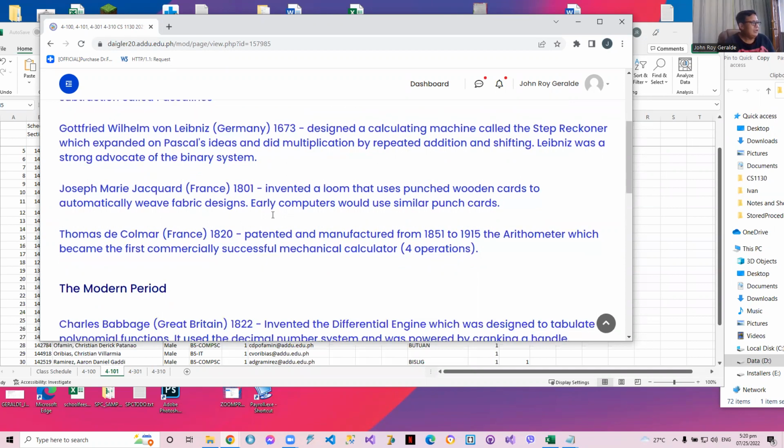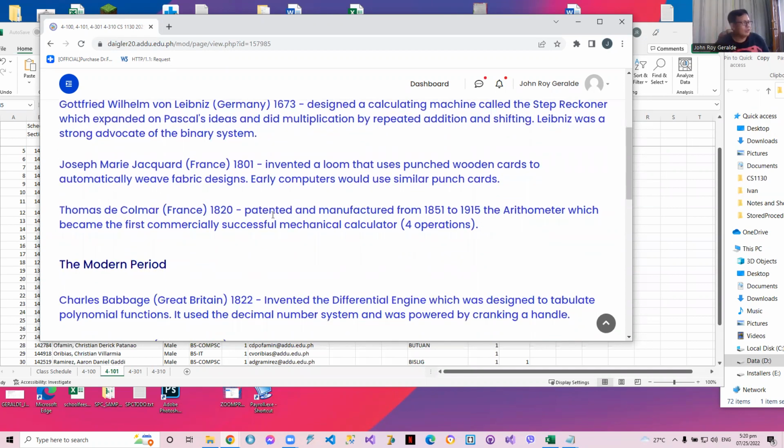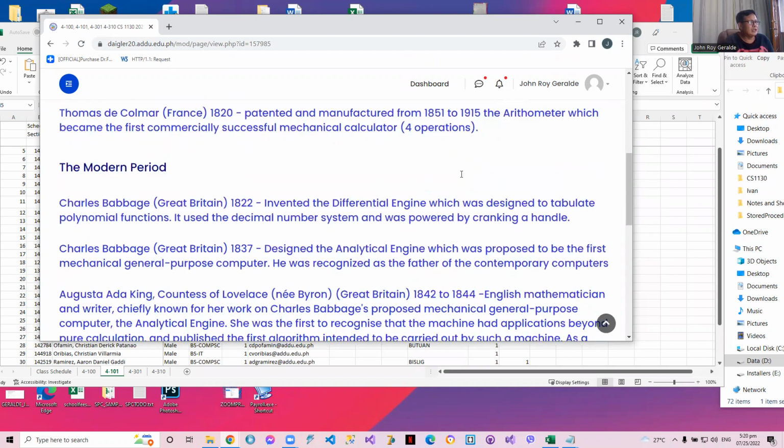Okay, and then in the area of recording, Joseph Marie Jacquard invented the Jacquard's loom, which can be used to read and write data into wooden tiles. A loom is a weaving machine, a machine you use to weave fabric. Instead of using a fabric design, it uses representation. It represents quantities in decimal. And then in 1820, early 19th century, Thomas de Colmar, also from France, invented the arithmometer, which was the first commercially known mechanical calculator, which does 4 operations.